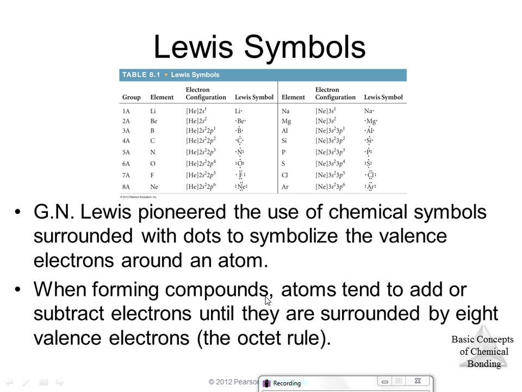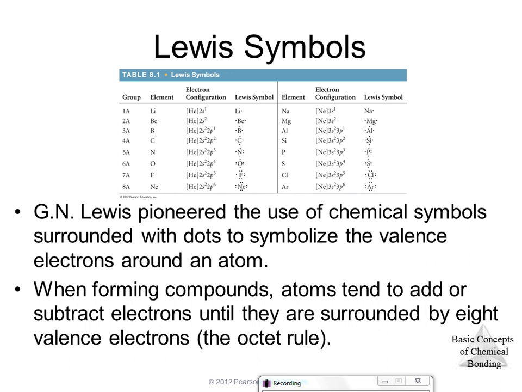So when we think about Lewis symbols, you've got this figure in your book, 8.1. You guys have done Lewis dot diagrams before. Lewis dot diagrams show you the number of valence electrons around the atomic symbol. It's an easy way to see them. Everybody in group 1A is going to end up with one valence electron, so there's only one dot placed to the side of the lithium.